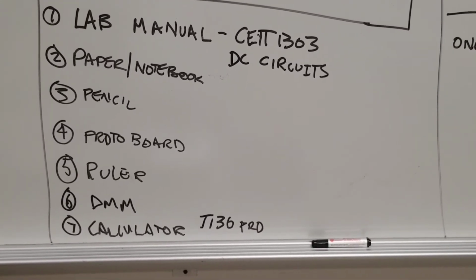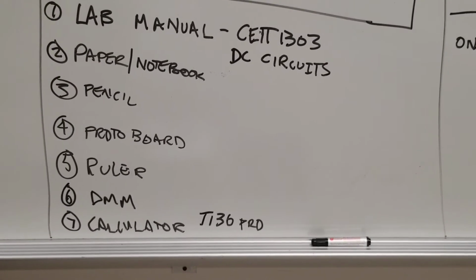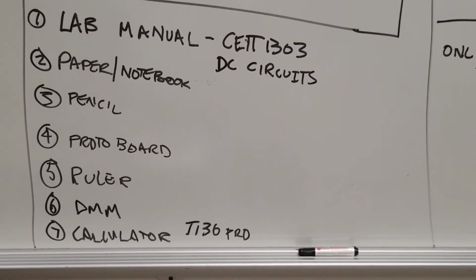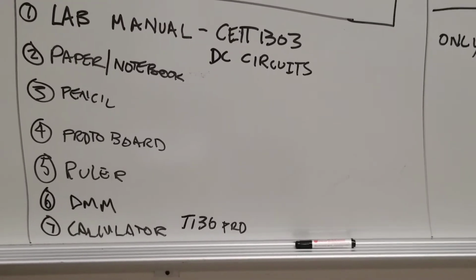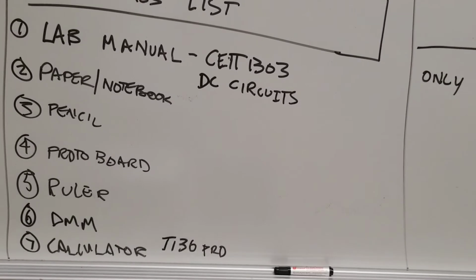Just a normal ruler. The DMM stands for digital multimeter, and this is on your syllabus. We'll talk more about that the first day of class. We'll go through several lectures before you actually need this. But as soon as you get your digital meter, I'll let you use it in lab.